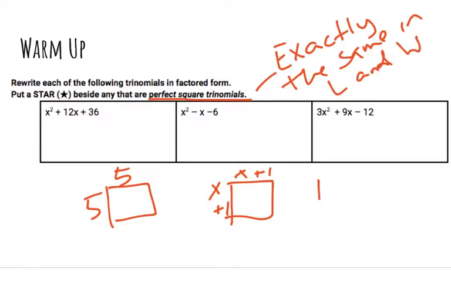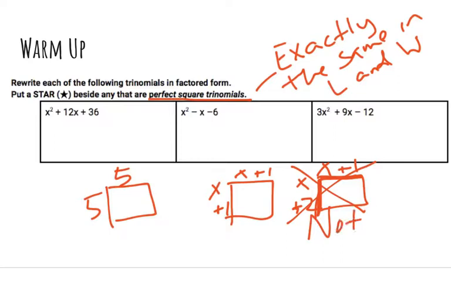So if I have an area model like this and I have x plus 1 and x plus 2, that's super close, but x plus 1 is a different length than x plus 2. So this would not be a perfect square.